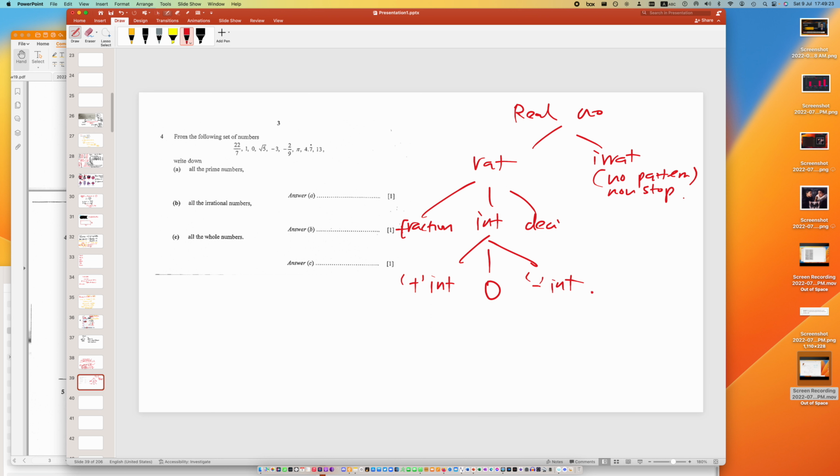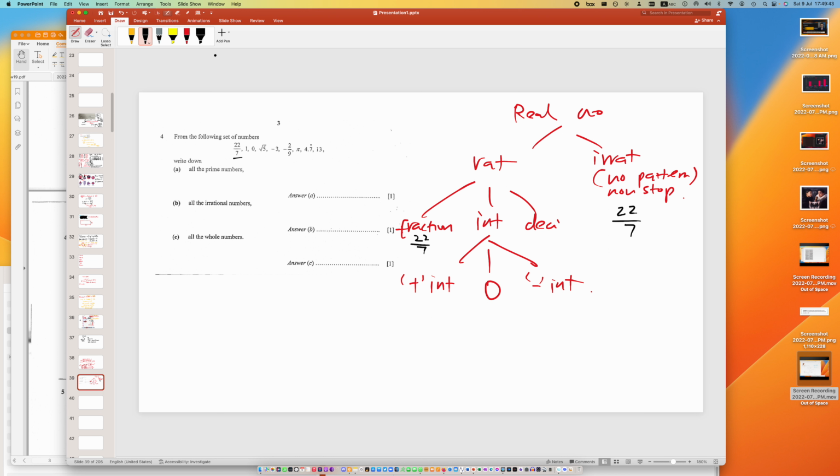Good. So what you need to do now is, like 22/7, is it under irrational? Why not fraction? Can it be a fraction? Yes. Then do you think it's a fraction or irrational?